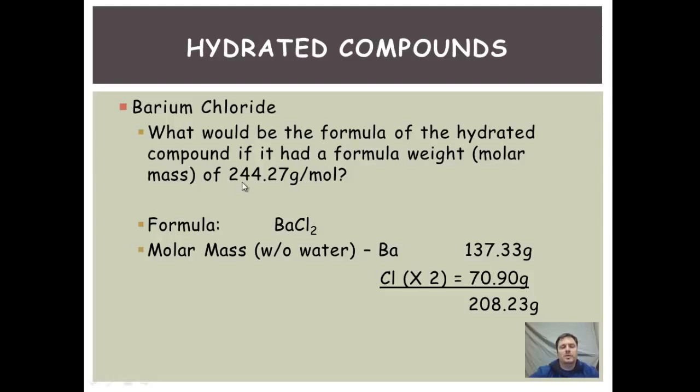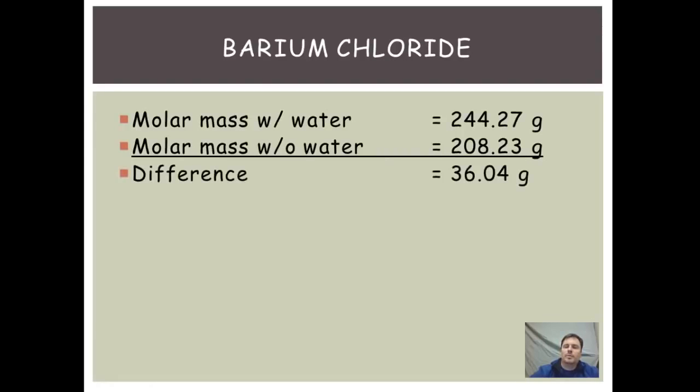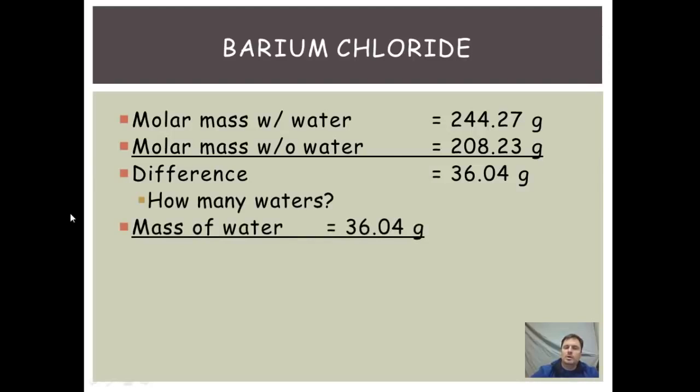So the difference between this number and this number must be the water. So we do a little subtraction between the two and we come up with 36.04 grams. That's how much the water weighs. Well, 1 molecule of water, we know, weighs 18.02 grams. So if we take 36.04 divided by 18.02, we come up with 2. So for every molecule of barium chloride hydrate, we have 2 molecules of water. For every mole of barium chloride, we have 2 moles of water.